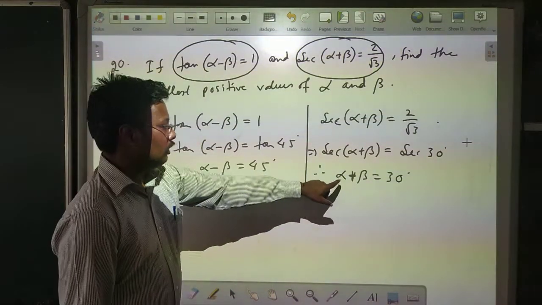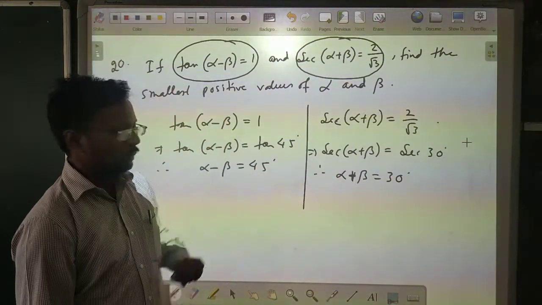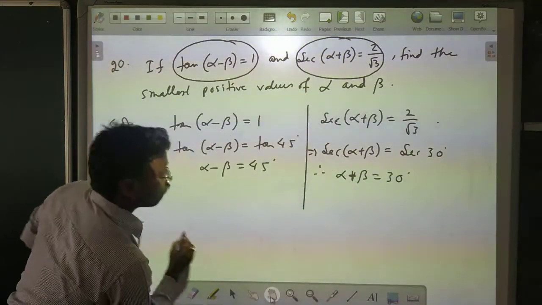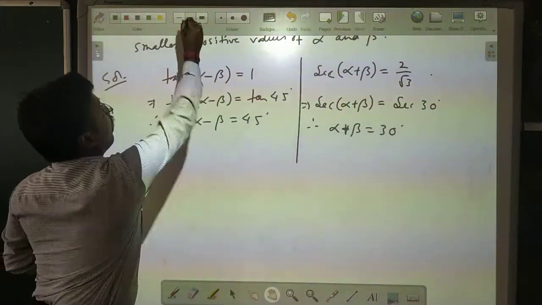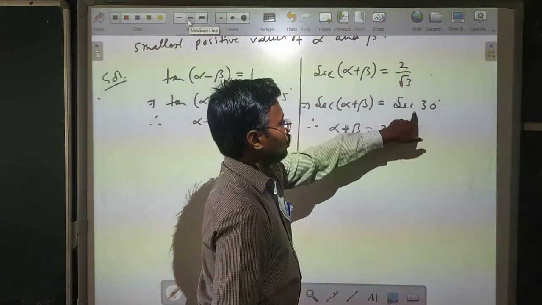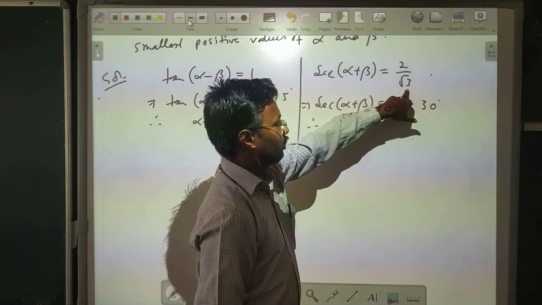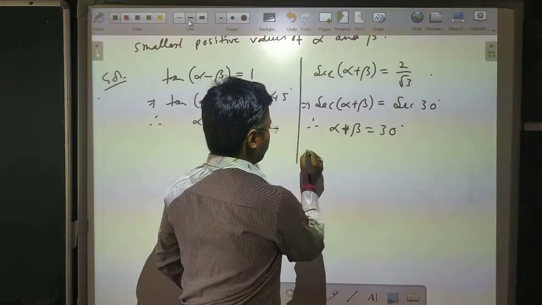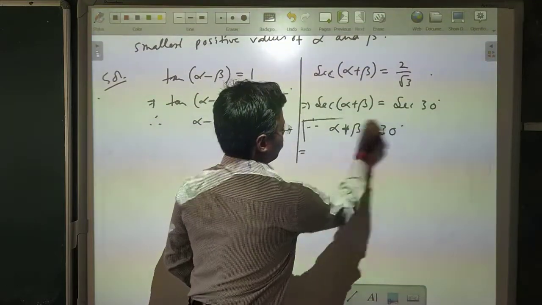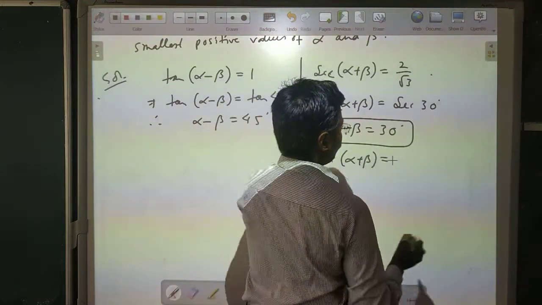So now how are you going to get the positive values? That means we need to find the angle which is greater than 45 degree. Because sec 30 degree is 2 by root 3, we can get some more angles of sec that give us the same answer 2 by root 3 with the help of quadrants, or this method what we are doing here. So from here what we can write is sec(alpha plus beta) is equal to sec.